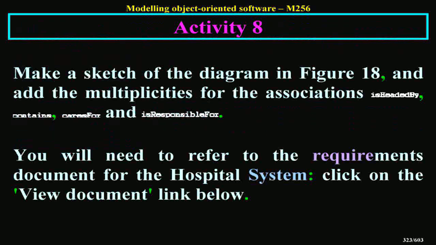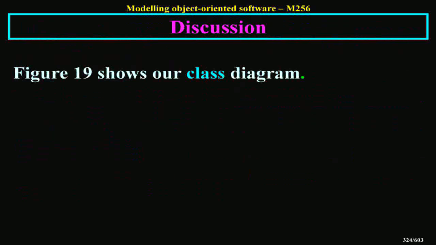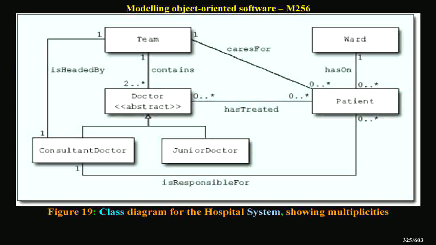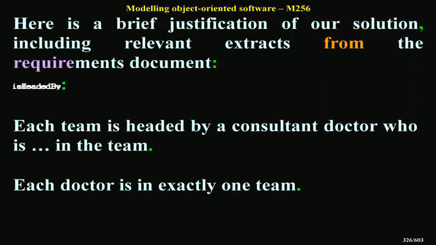Activity 8. Make a sketch of the diagram in Figure 18 and add the multiplicities for the associations, and you will need to refer to the requirements document for the hospital system. Click on the View Document link below. Discussion. Figure 19 shows our class diagram. Figure 19, class diagram for the hospital system, showing multiplicities. Here is a brief justification of our solution, including relevant extracts from the requirements document.